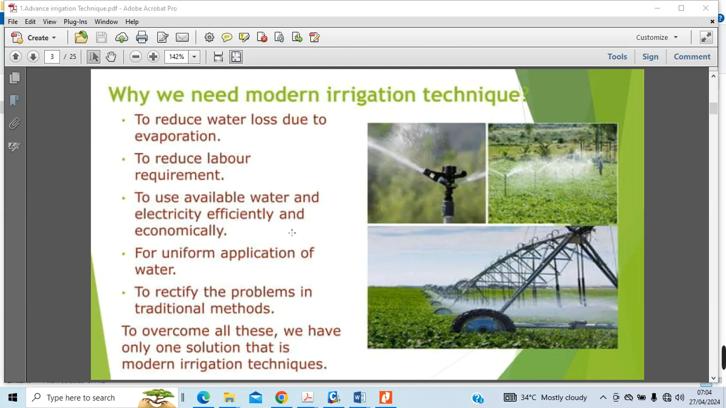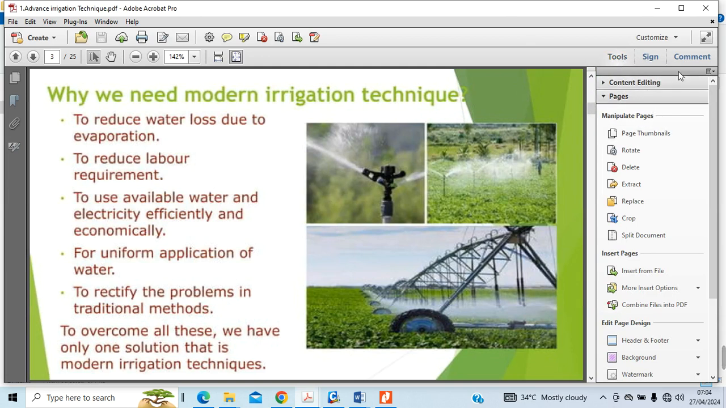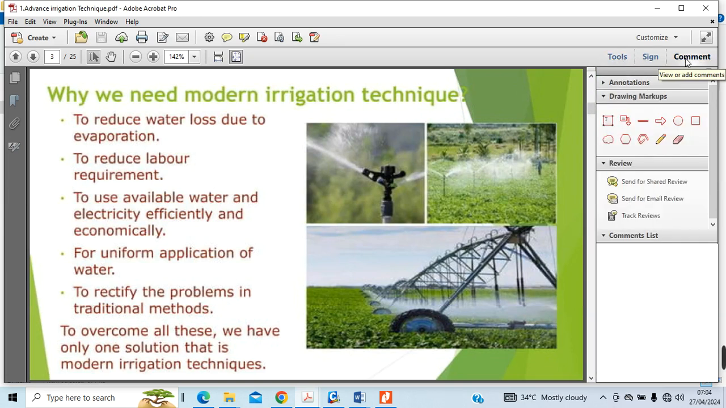Why do we need modern irrigation techniques? To reduce water loss to evaporation. To reduce the labor requirement, and to use the available water and electricity efficiently and economically.